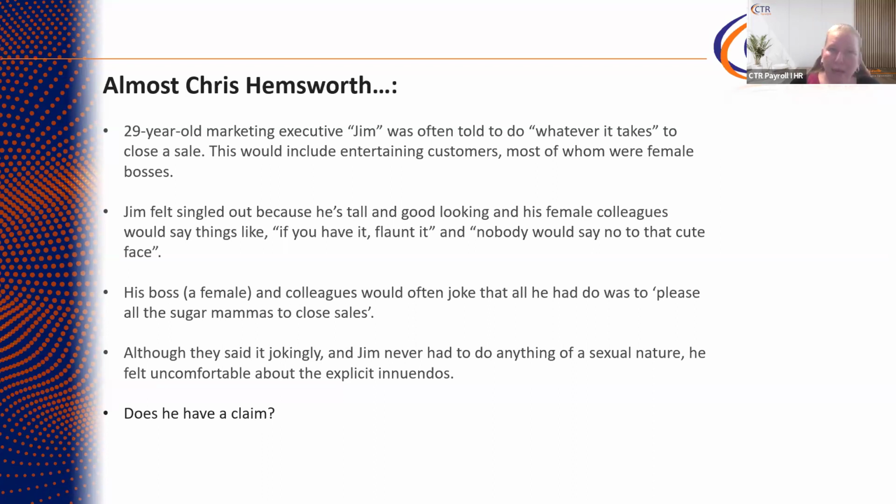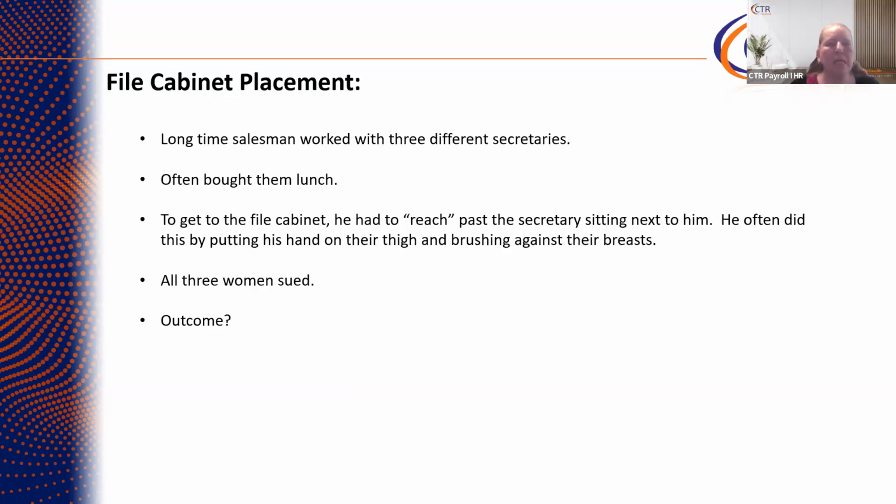Does he have a claim? Yeah, he does, right? It doesn't matter which way this harassment goes. It doesn't matter that he didn't have to actually grope or grab anybody. What matters is what was said to him. So he has a claim.